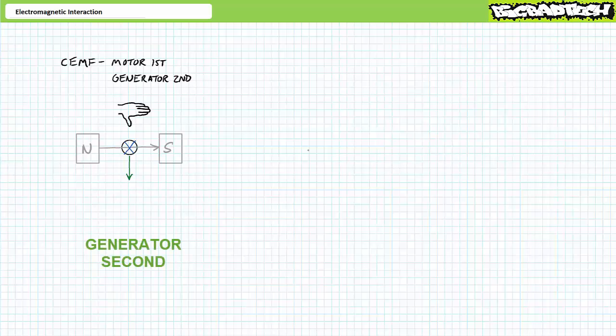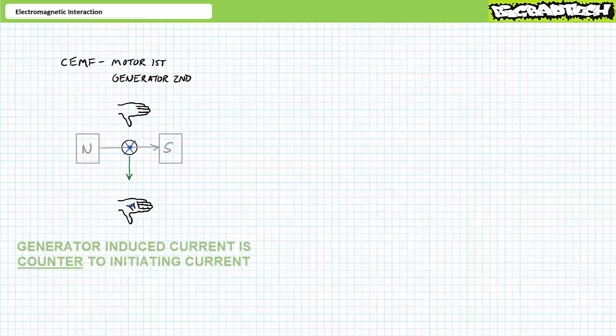Generator second. This is now a conductor moving through a magnetic field. Overlay your right hand on the left such that the right hand fingers point north to south. Orient the right thumb such that it points downward in the direction of movement. Unless you've got weird shaped hands, your left and right hands should be back to back such that the left hand palm points into the screen and the right palm points out.